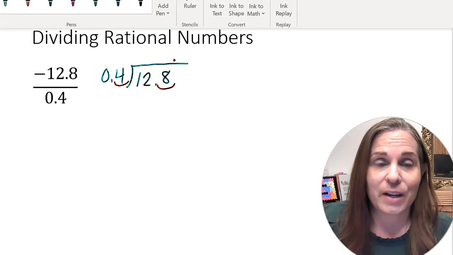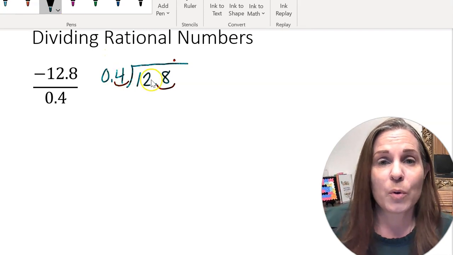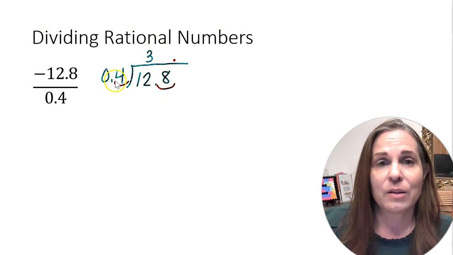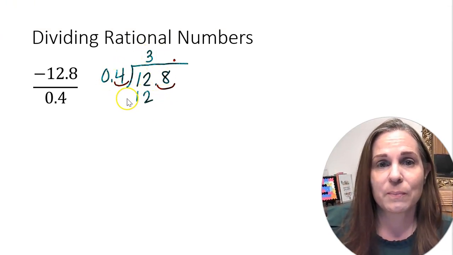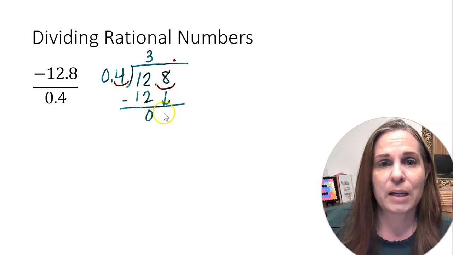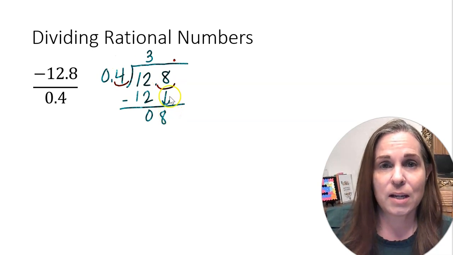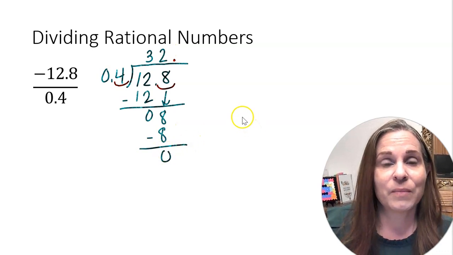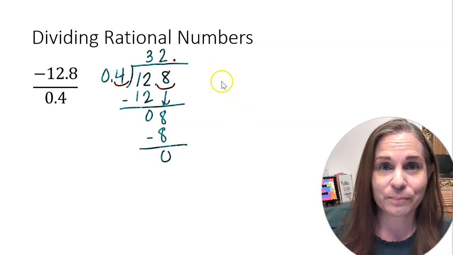So now we're ready to divide. So 4 can't go into 1, right? So 4 goes into 12 3 times. And then 3 times 4 is 12. I get no remainder. Bring down my 8. 4 goes into 8 2 times. 4 times 2 is 8. That's it. My answer is 32.